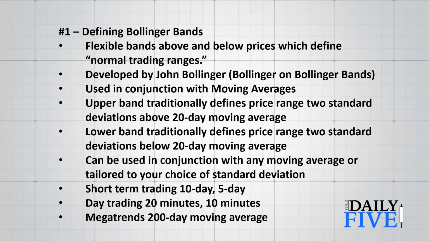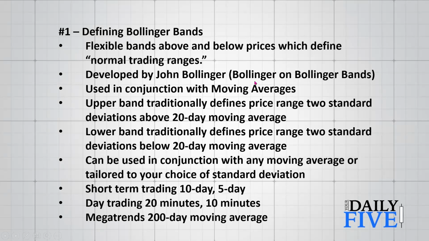So, of course, they were developed by John Bollinger, and you can get all the details in his great book, Bollinger on Bollinger Bands. And the most important thing to remember here is that Bollinger Bands are used in conjunction with moving averages. And, of course, the upper band traditionally defines price ranges which are 2 standard deviations above the 20-day moving average. The lower band traditionally defines price ranges 2 standard deviations below the 20-day moving average.